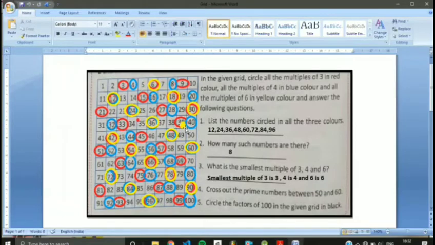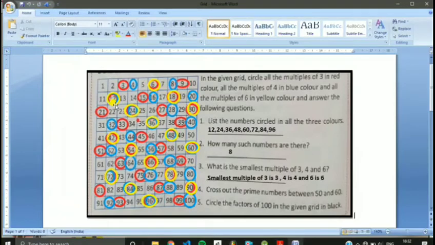Any multiple of the given number, we can identify. Now comes: list the numbers circled in all the three colors. So you have to write all those numbers which are in all three colors. So let us see three colors. We will see that three colors start from the number 12. See here, 12 is the first number.